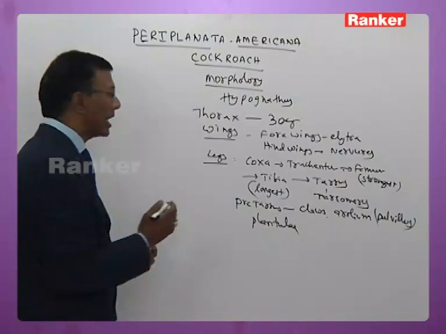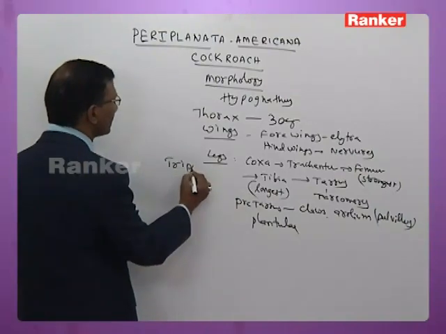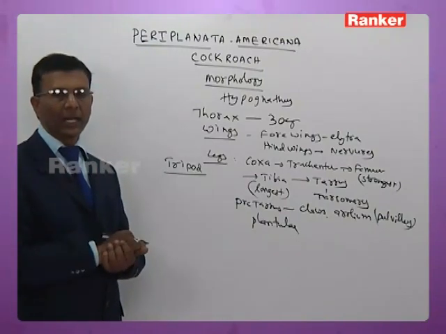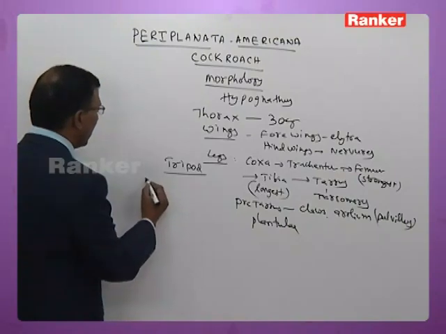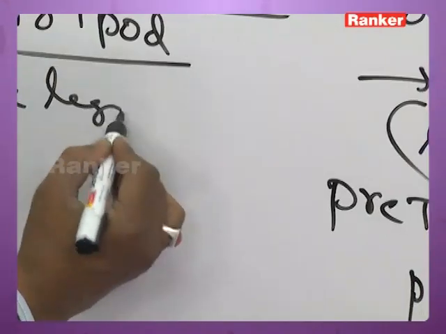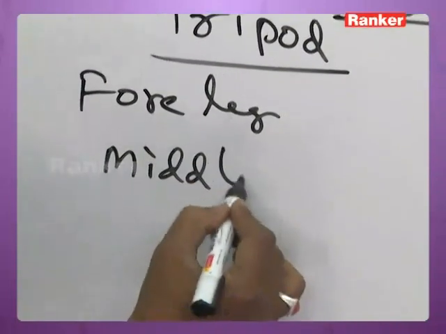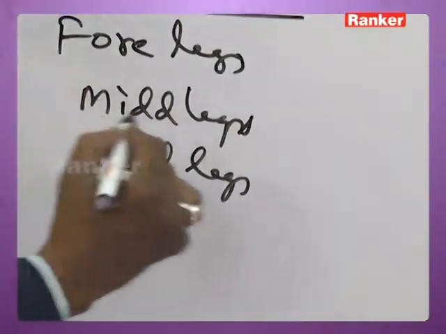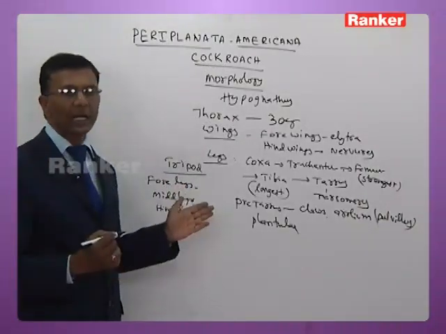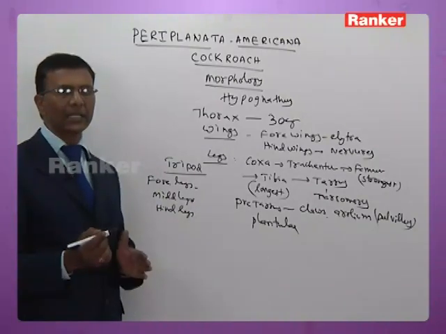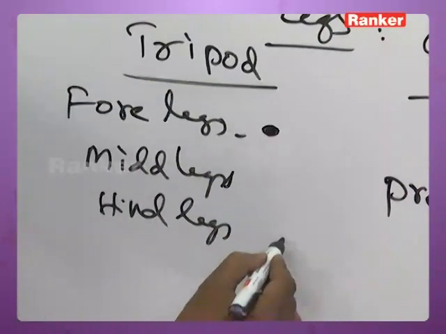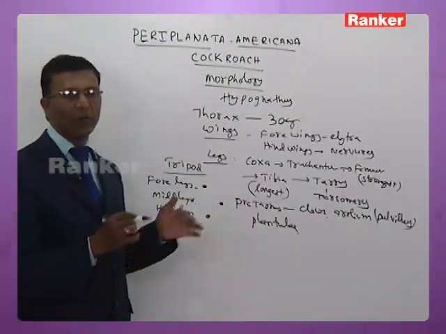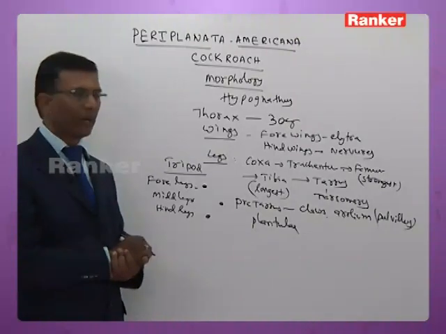Now the movement of cockroach is called tripod movement. That is, all the 6 legs are not used while walking. While walking, foreleg of one side, hind leg of the same side, middle leg of the other side. Like that, all 3 of them are made use of while walking. That's why we call it tripod movement.